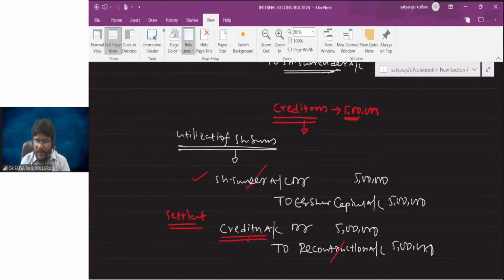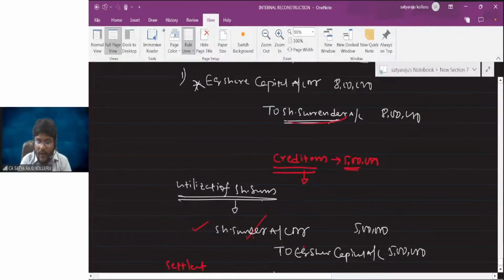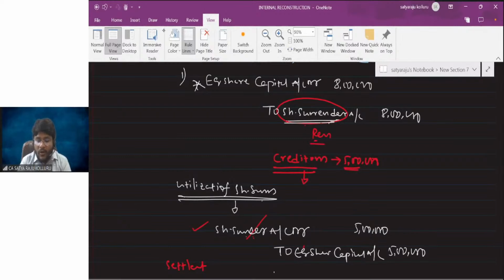The same thing happened: share surrender to reconstruction. Now, the share surrender you have here is nothing but the reconstruction balance. But why are you not directly transferring equity share capital to reconstruction at the time of surrender of shares? If you directly transfer this amount to reconstruction, you are unable to issue such shares to any particular party. You are canceling your shares, but my objective is not the canceling of the shares.